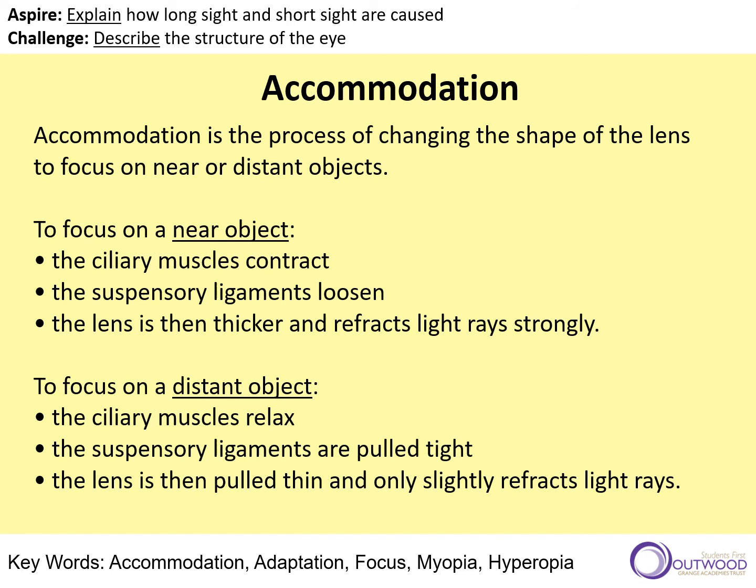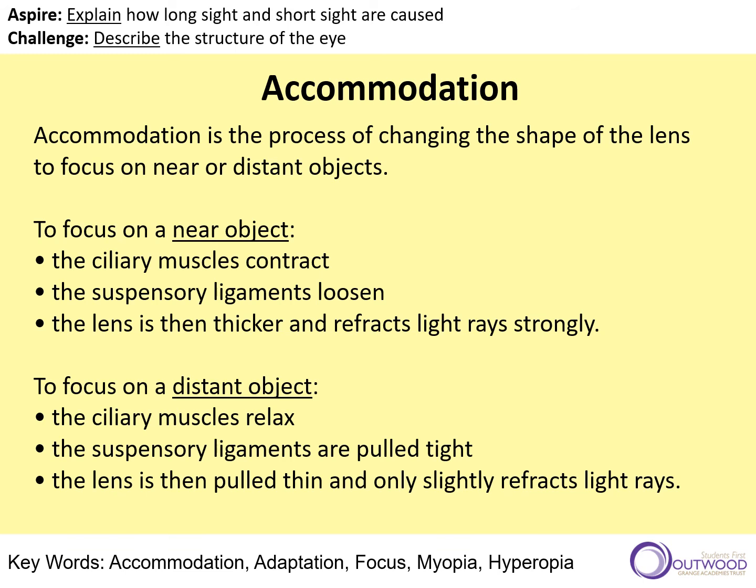So for a near object, ciliary muscles contract, suspensory ligaments loosen, the lens becomes thicker, and refracts the light rays more strongly in this case. Okay, and then the distant object is exactly the opposite. Relax, pull tight, pull thin, and only slightly refracts. And they're your 4 points. It could be a 4 marker quite easily.